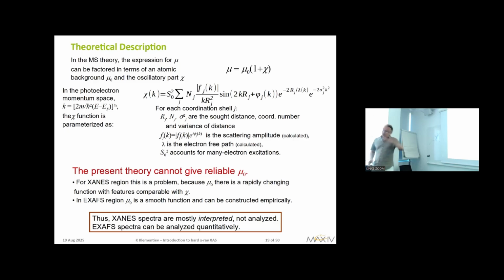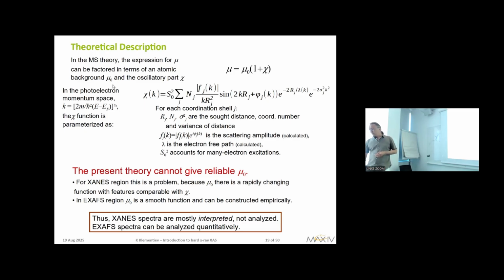The EXAFS part, I will not go into detail, just will give the final formula. First, we factor the absorption coefficient mu into two things: mu 0, the absorption coefficient a single atom would have without neighboring atoms, and then this part, 1 plus chi, which is due to the neighboring atoms.